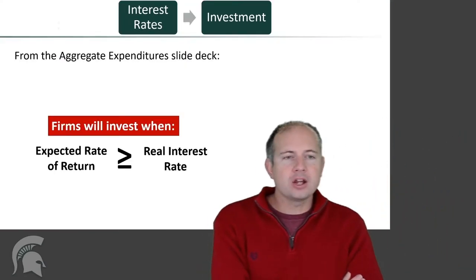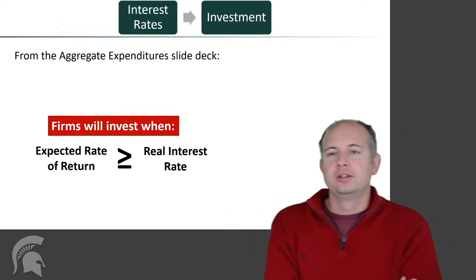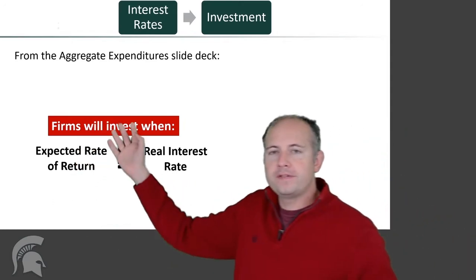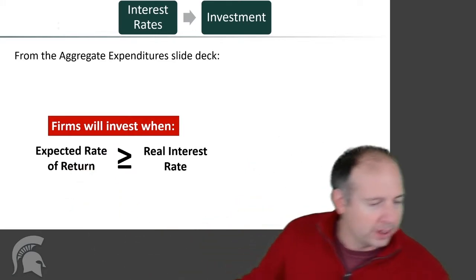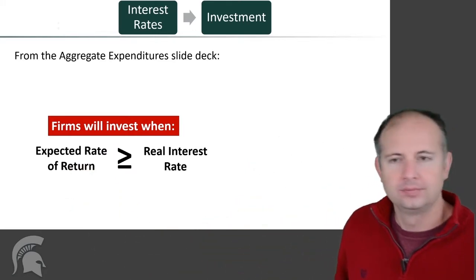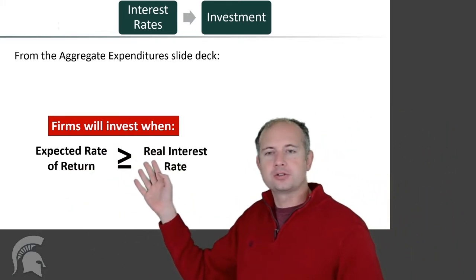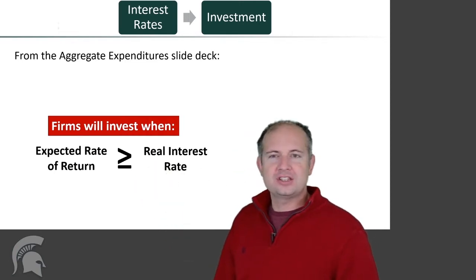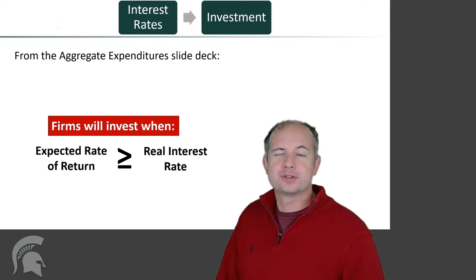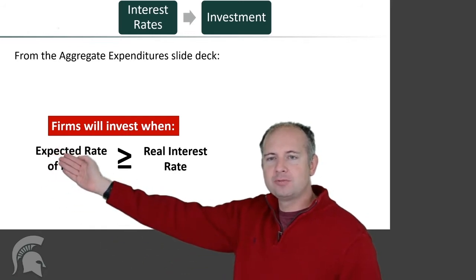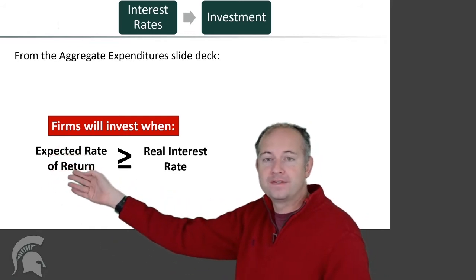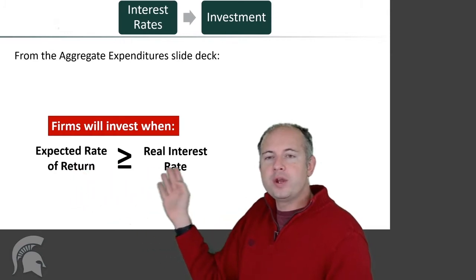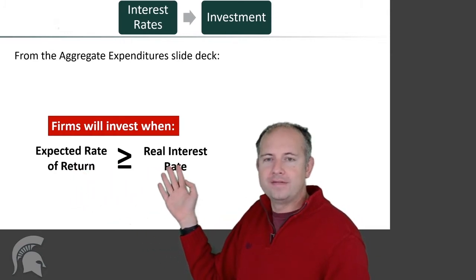From the aggregate expenditure slide deck, we learned that firms will invest when the expected rate of return is greater than the real interest rate. And the reason for this, you think about from a cost-benefit perspective. So expected rate of return, that's the benefit you get from investing. The real interest rate is the cost of investing.